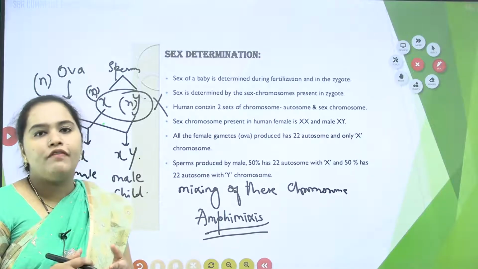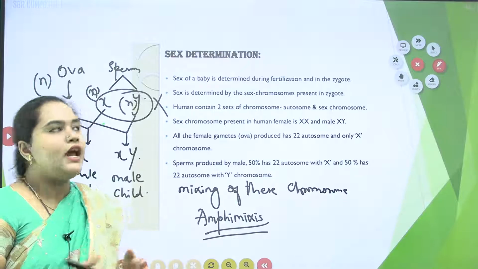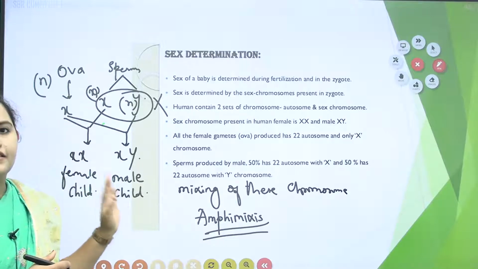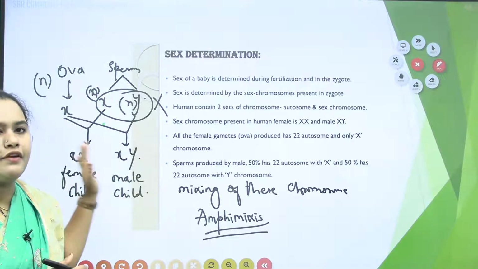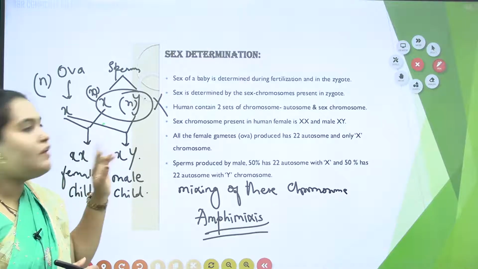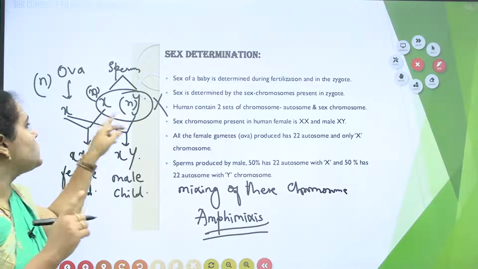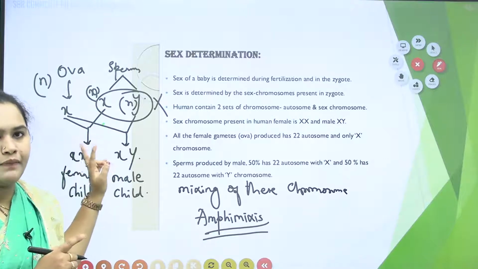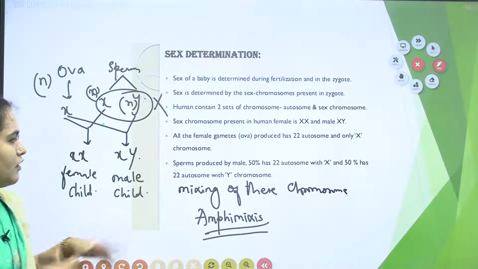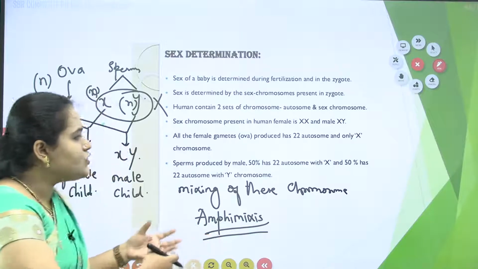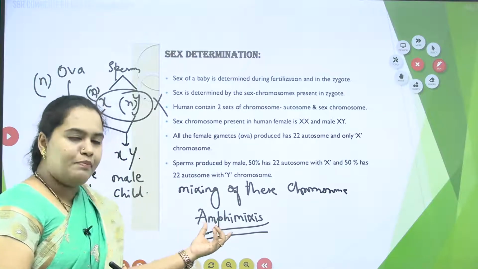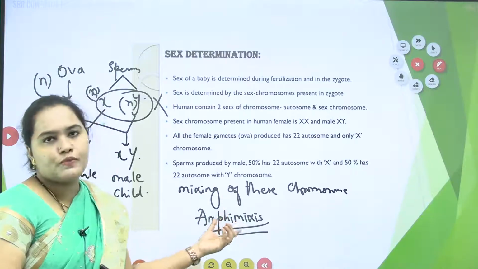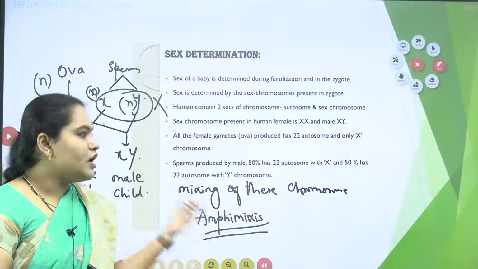So the embryo development we will be reading in our next class, and this is about the fertilization and the sex determination. See, sex determination is mainly dependent on the male, it is not on the female. Further, sperms will be either X or Y, not XY. Got it? And the combination of the chromosomes from the mother and the father is called as amphimixis. The mixing of these chromosomes is called as amphimixis.